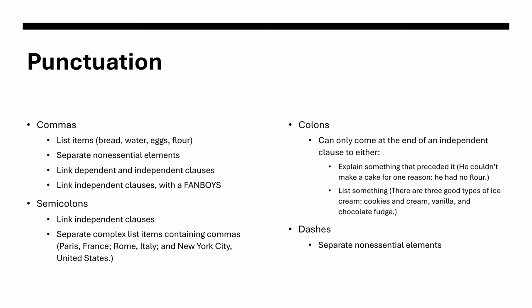Punctuation, this is like our last slide here, right? Commas. You can use them to list items, you can use them to separate those non-essential elements, you can use them to link dependent and independent clauses, or independent clauses with a FANBOY. Now, semicolons: you can link independent clauses using those, or you can separate complex list items.